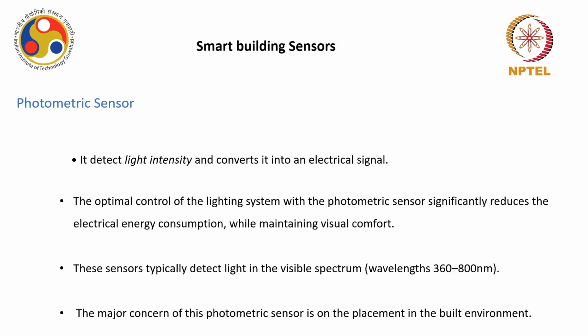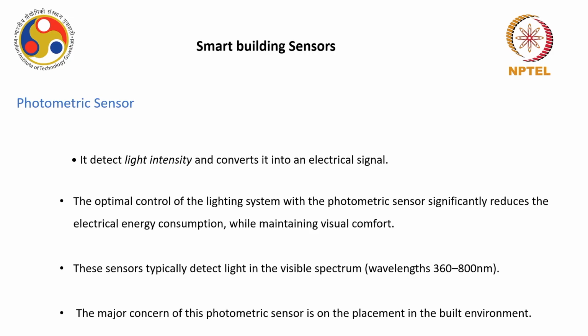The optimal control of the lighting system with a photometric sensor significantly reduces electrical energy consumption while maintaining visual comfort. Say, for example, you are doing some work in your drawing room and you want to move to your dining area. At that moment, you want the light in your drawing room to be dimmed, or at least switched off. Automatically, when you move to your dining area, the light should glow up there. This is the demand of the occupant who is occupying this smart building area.